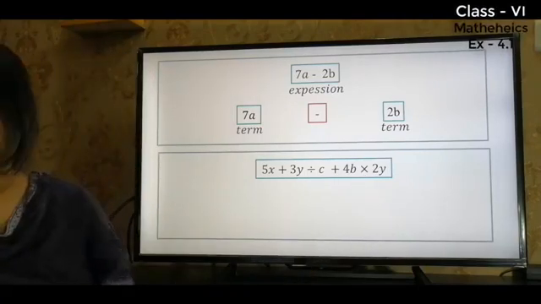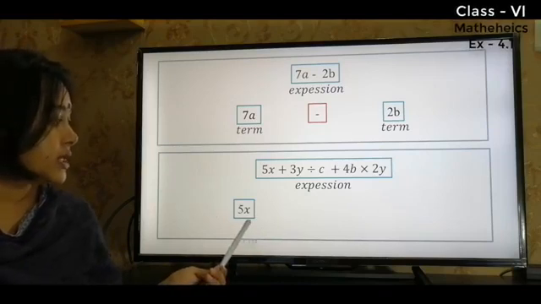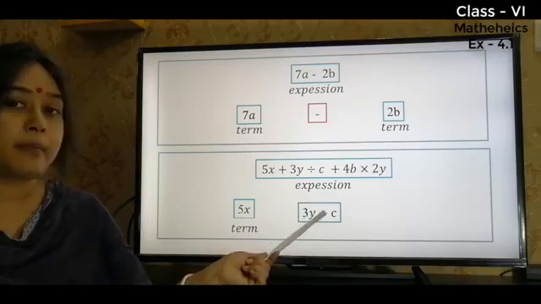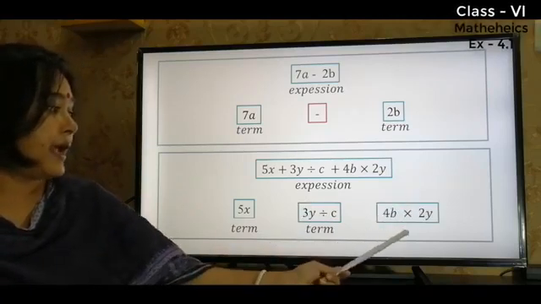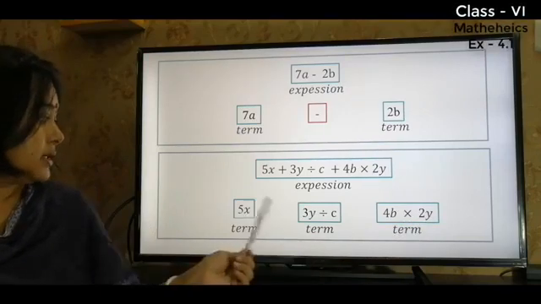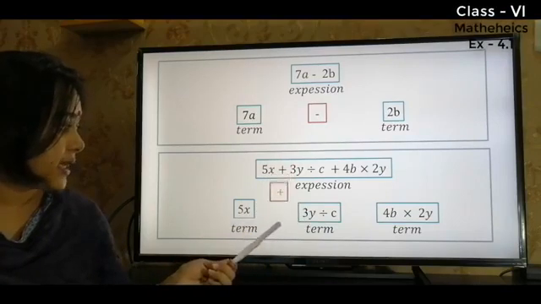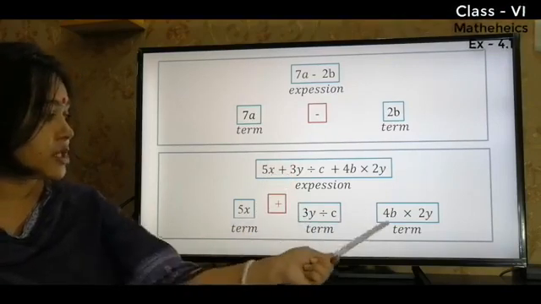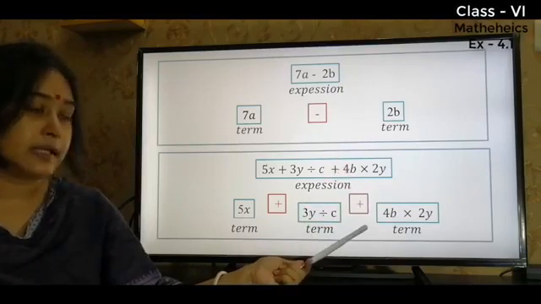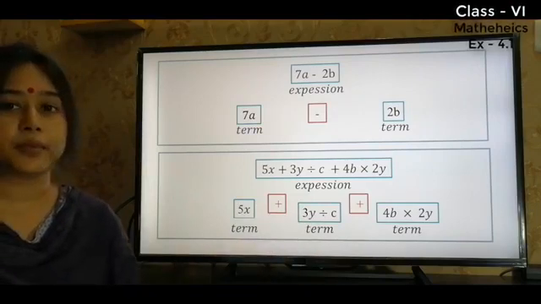So how many terms are there in this expression? There are three terms. 5x is a term, 3y divided by c is a term, and 4b into 2y is also a term, because 5x and this division are linked with this plus sign, and this division operation and this product are also linked with a plus sign. That's why these three are the terms in this algebraic expression.